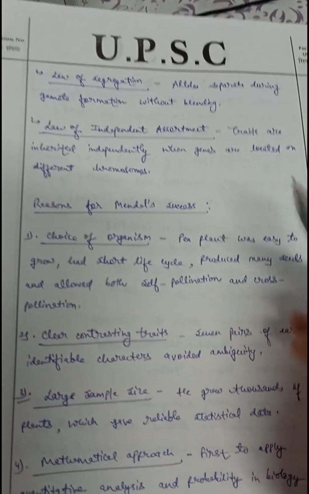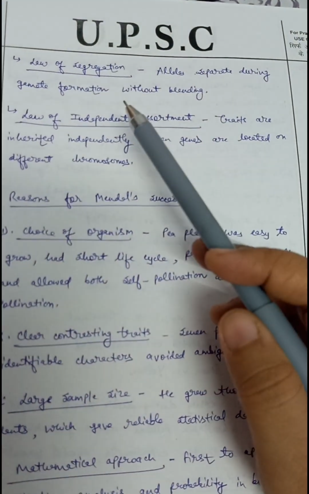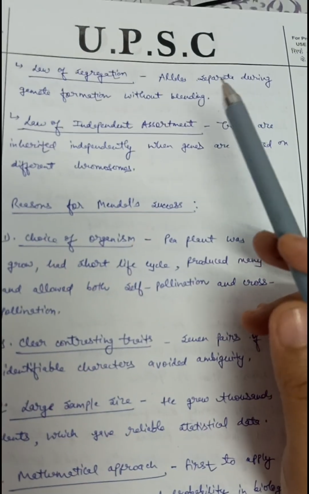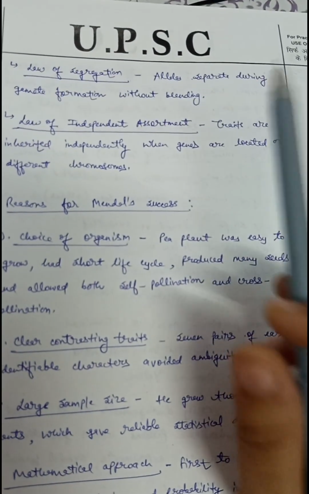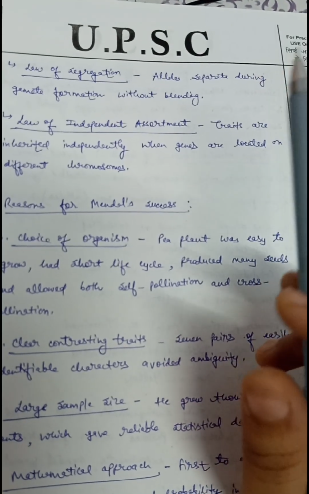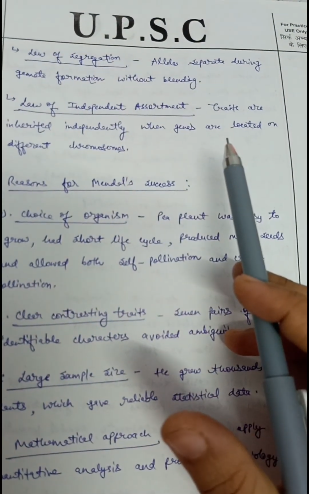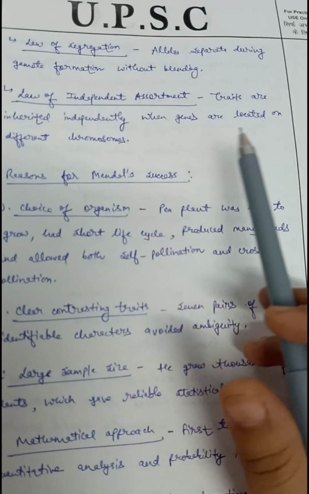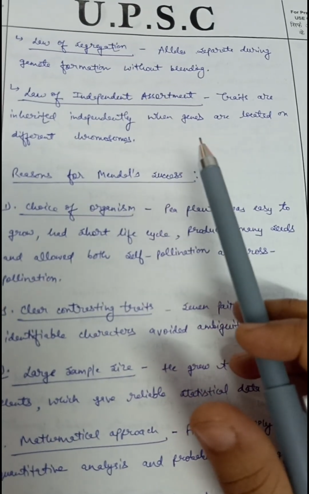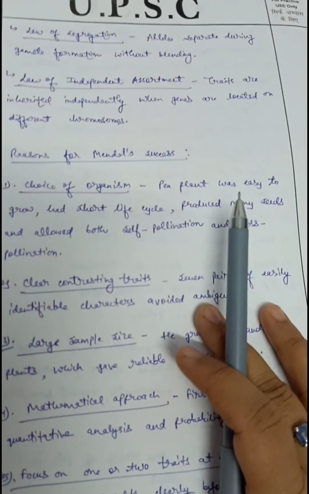The second law is the law of segregation. Here the alleles separate during gamete formation without blending. For example, seed shape, round versus wrinkled. One character will go into the gamete without blending. Then the law of independent assortment. Here the traits are inherited independently when genes are located on different chromosomes. So these are the 3 laws that Gregor Mendel has given.